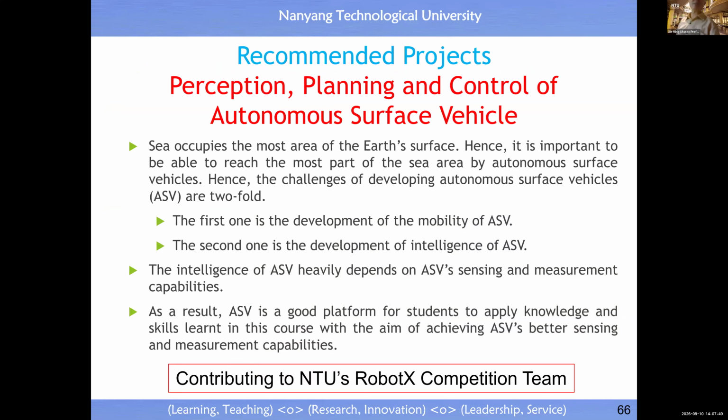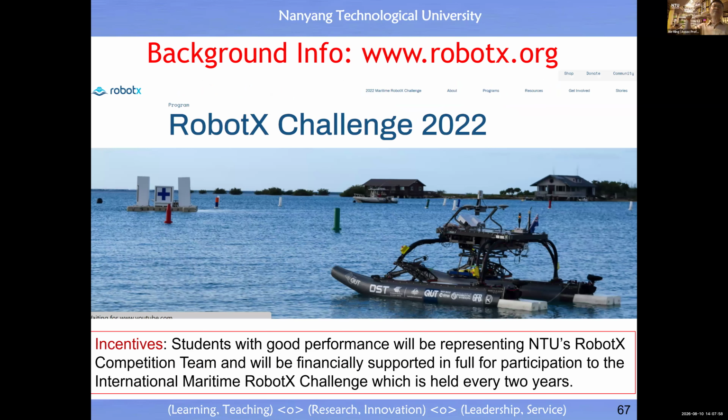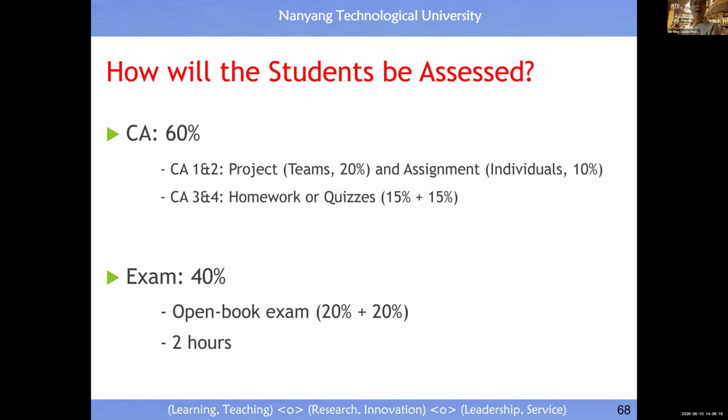This slide gives you a little bit of background knowledge about the autonomous surface vehicle and the robotics competition. There's a website there. You go to the website, then you will see updated information. The 2026 competition will take place in Singapore in November, so all of you are encouraged to join or to watch the RoboX Challenge 2026. And for assessment, as I already mentioned, CA 60%, exam 40%.